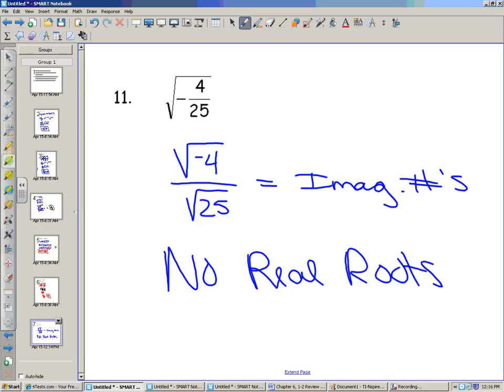Anytime you have a negative underneath an even index, you cannot do it because that puts you in the imaginary number system. If the directions say you can be in the imaginary number system, then you can do it. But if the directions do not say, then you may not. Are we good? Do we understand? Are there any other questions?